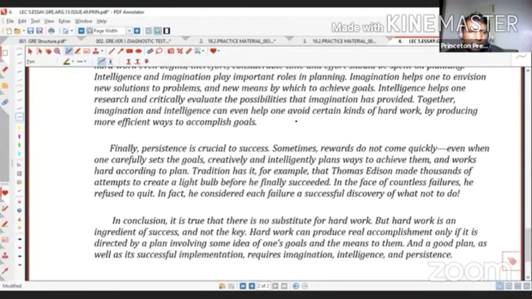Finally, persistence is crucial to success. Sometimes rewards do not come quickly, even when one carefully sets the goal, creatively and intelligently plans ways to achieve them, and works hard according to plan. Tradition has it, for example, that Thomas Edison made thousands of attempts to create a light bulb before it finally succeeded. In the face of countless failures, he refused to quit. In fact, he considered each failure a successful discovery of what not to do.